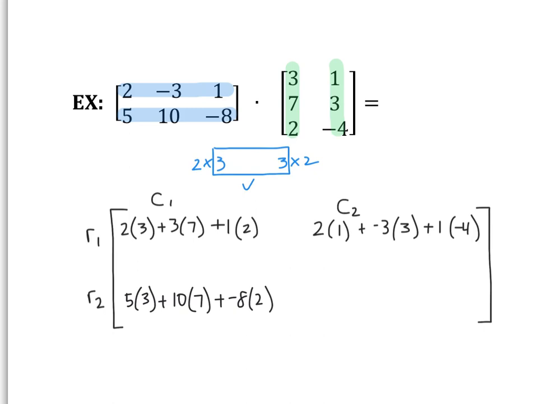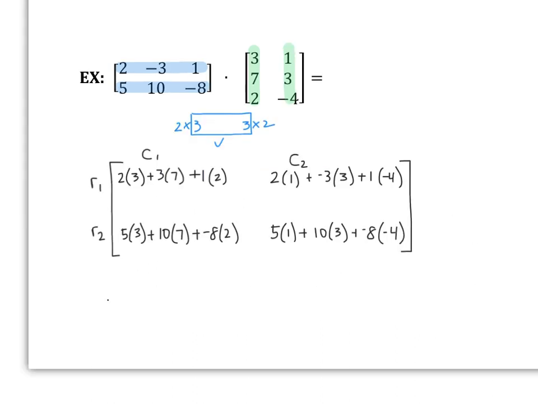So now we've covered row 2 times column 1. Now we're going to go row 2, column 2, and put that in row 2, column 2. Okay, so element 1, 5 times element 1 is 1, plus element 2 of 10 times element 2 of 3, or plus element 3, negative 8 times element 3 of negative 4. And now all we need to do is clean up these elements.